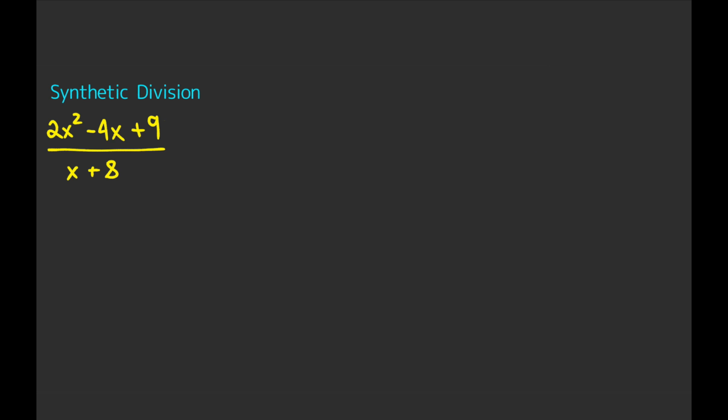I recommend you pause the video here and try it out yourself. Alright, so first we're going to draw our box. Remember to leave some space inside of it. On the inside we're going to put the coefficients of our dividend. So 2, negative 4, positive 9. On the outside we're going to put our divisor solved for x. So our divisor is x plus 8.